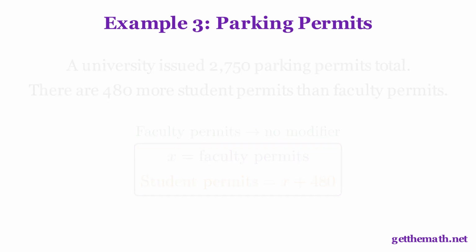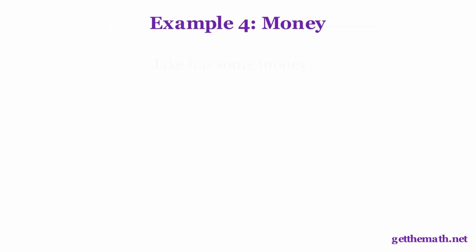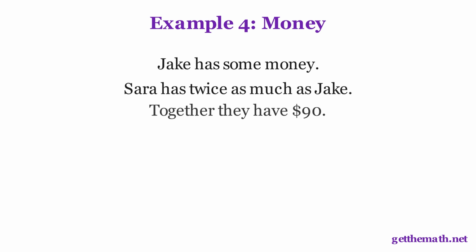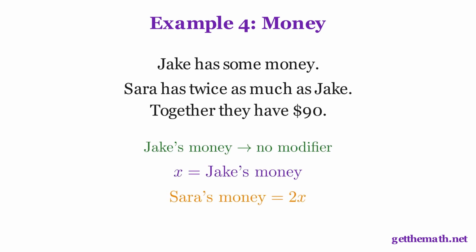Example 4. Money. Jake has some money. Sara has twice as much as Jake. Together they have $90. Jake has no modifier. Sara has twice as much as Jake. So x equals Jake's money. Sara's money is 2x.